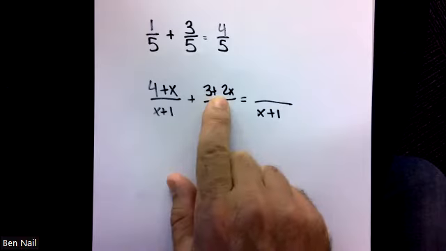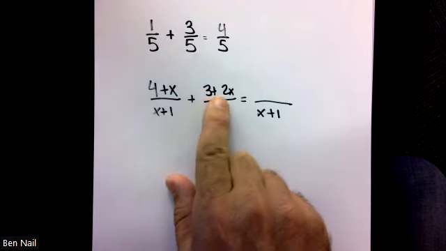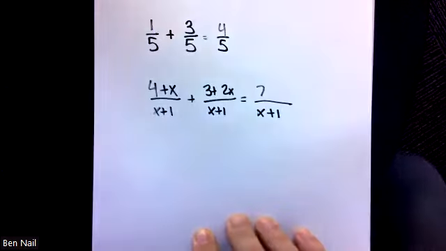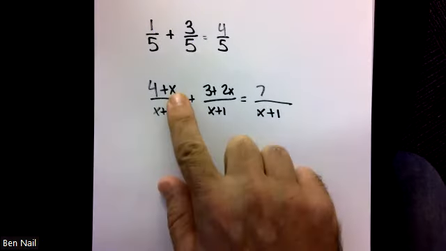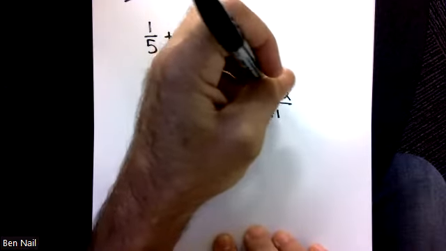If we're adding expressions, remember you can again only combine like terms. So 4 plus x plus 3 plus 2x. We can combine the 4 and the 3 into a 7. Combine the 1x and the 2x into 3x.